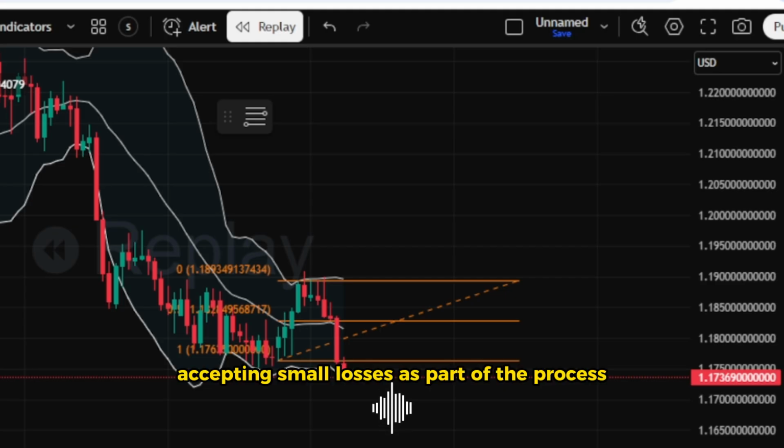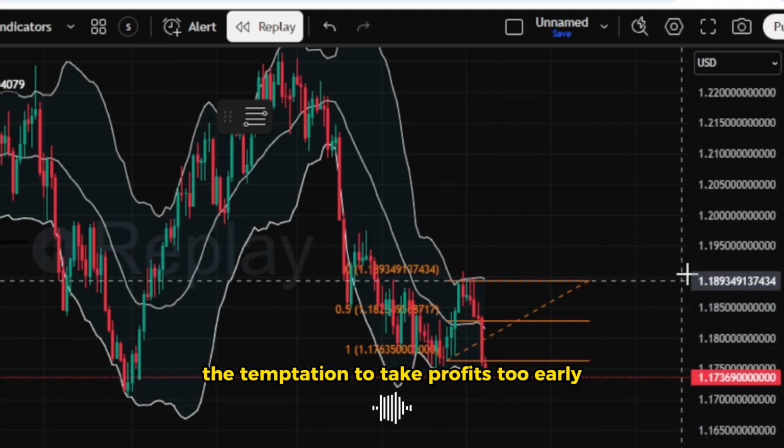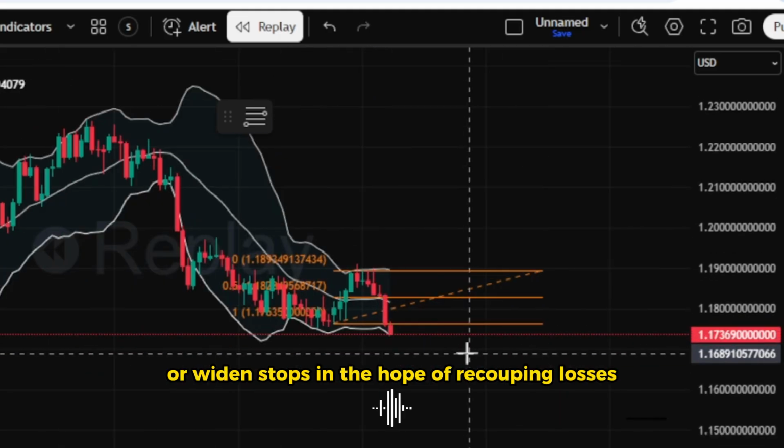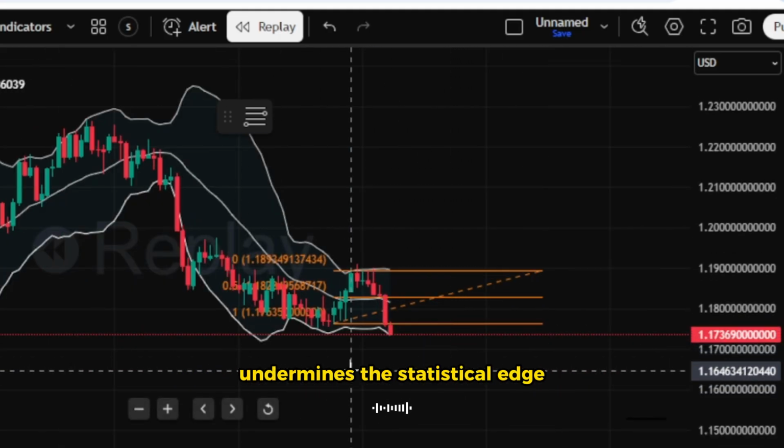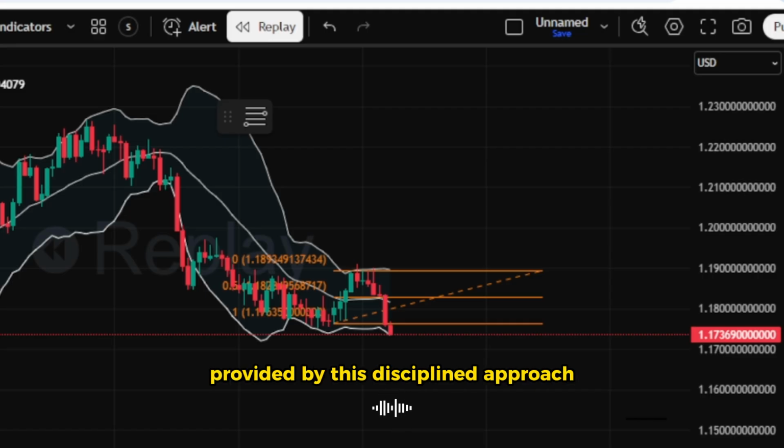Accepting small losses as part of the process rather than abandoning the strategy preserves long-term profitability. Emotional resilience is also tested when managing trades through volatility. The temptation to take profits too early or widen stops in the hope of recouping losses undermines the statistical edge provided by this disciplined approach.